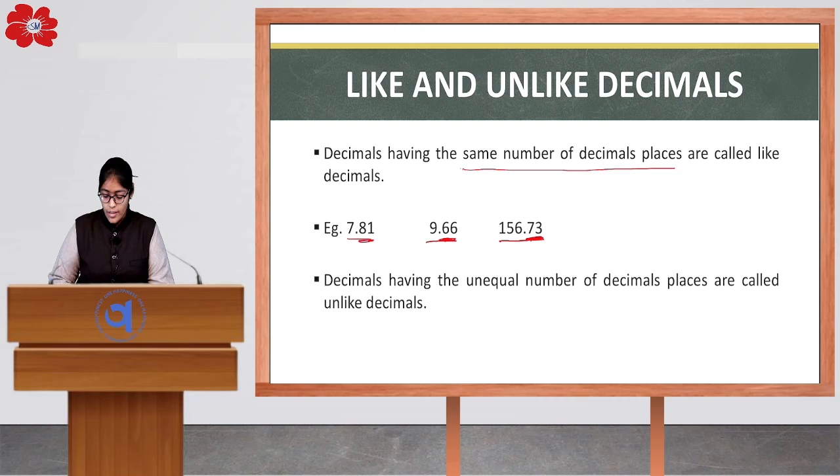Its opposite is unlike decimals. In this, the number of decimal places is unequal. For example, I am writing 3.2, 66.123, 0.02. As you can see, the number of digits after the point is unequal. In this, there is only one digit. In this, there are 3 digits. And in this, there are only 2 digits. So such types of decimals are known as unlike decimals.